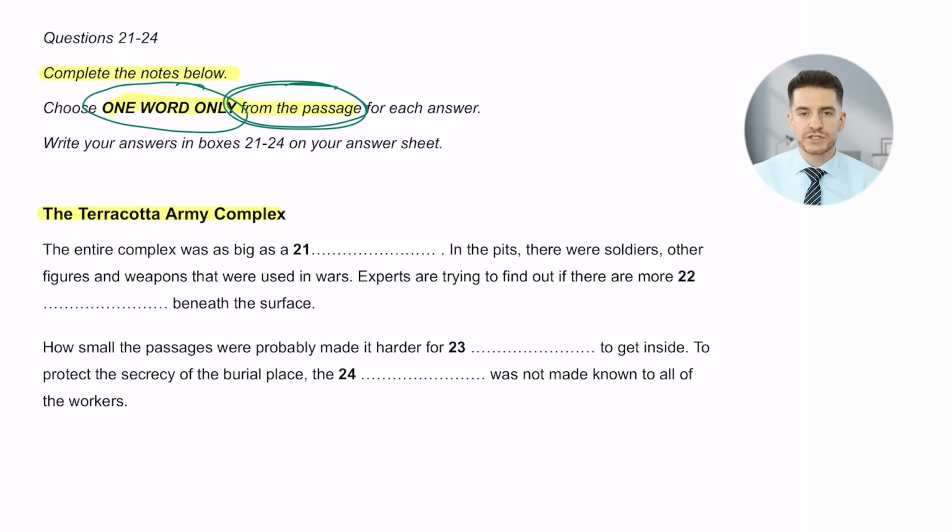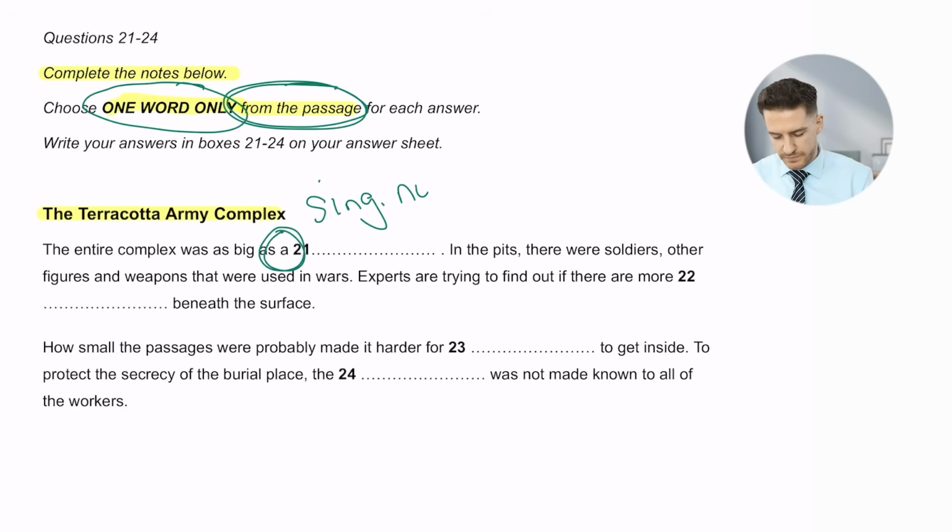So when you're doing these questions, you need to, well, you don't need to, but you should try to predict the answers. So you can see here that we've got a. After a, we would have a singular noun. So we can just write that down there so we remember singular noun. So that's what we're looking for. The next one, experts are trying to find out if there are more something beneath the surface. So for this one here, it's probably a noun as well. And if you're not sure, try to put a specific type of word in there and see if it fits.